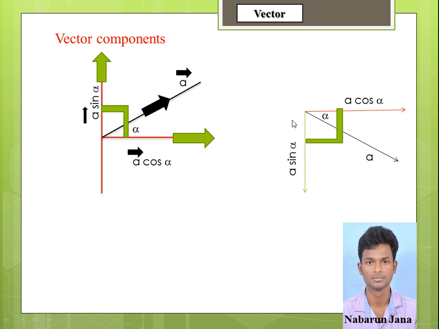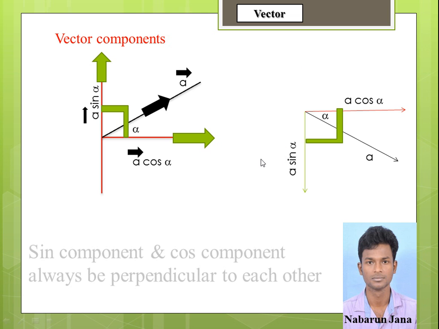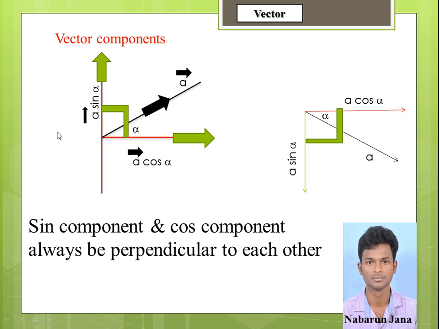Okay, now consider the sine component is upward directed, and it should create a right angle with the cos component, then this will be the right angle. But you see, if the sine component is upward directed, the main vector or the resultant vector A cannot go through the right angle between the cos component and the sine component. So we have to take the sine component downward directed. Okay, from this slide what have we learned? We have learned sine component and cos component are always perpendicular to each other.